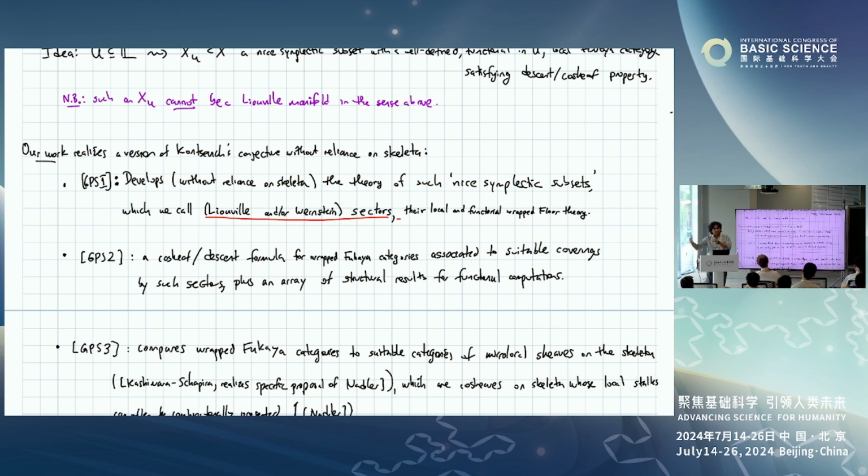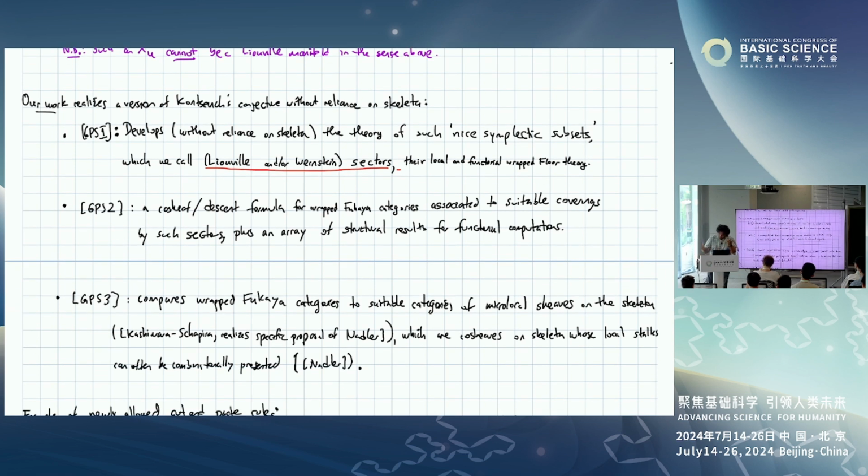But let me also just give you a quick overview of what happens in the two subsequent papers in our series. In our second paper, which is titled Sectorial Descent for Wrapped Fukaya Categories, we proved this descent formula, or this co-sheaf formula, for wrapped Fukaya categories associated to suitable coverings by such Weinstein sectors. And along the way, in order to prove that, we actually need to develop an array of structural tools for wrapped Fukaya categories which might be of independent interest, such as a Künneth formula and some way of computing information about functors.